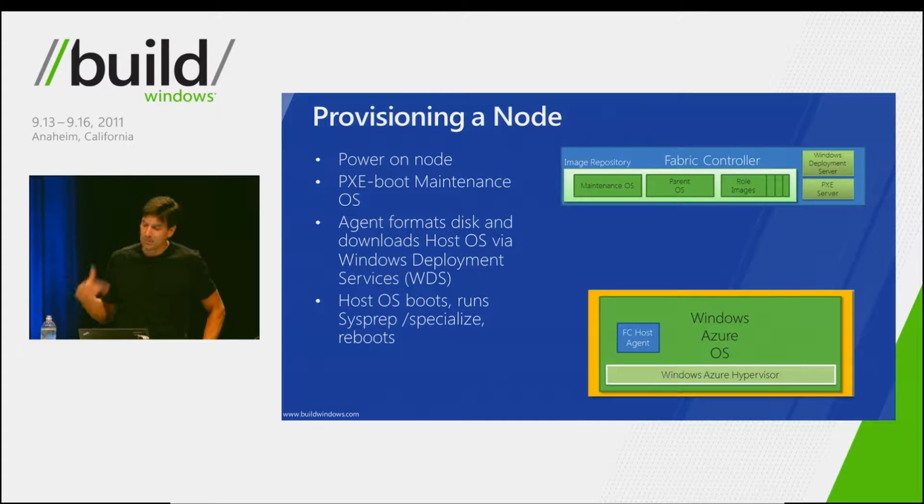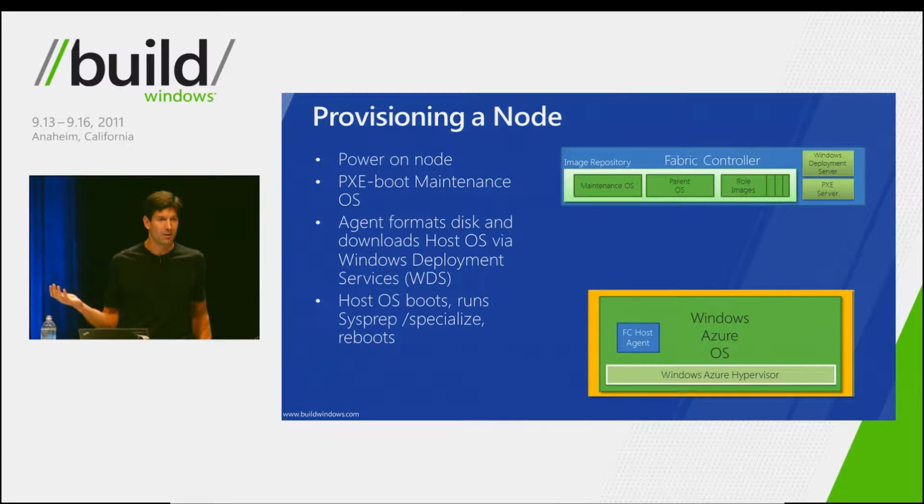The system reboots into that VHD. Now we've got the Windows Azure operating system up. We've got the Windows Azure hypervisor, and something starts as part of that image called the Fabric controller agent. This is also called the host agent. You'll also see it called the RD agent. RD stands for Red Dog.